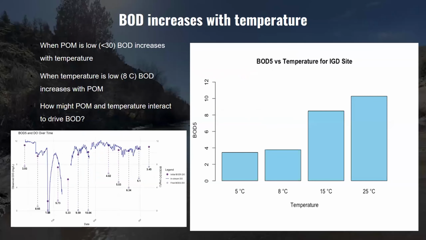So as we're looking at how POM influences BOD, we can't rule out the effect of temperature on BOD. So we did conduct our last 3 incubations at 5 degrees Celsius, 15, and 25. Now, those are not represented on this BOD graph that we were looking at earlier. They're separate from that. And what we're able to see is a pretty strong relationship between temperature and BOD, which makes sense because microbial rates typically increase with increasing temperature.